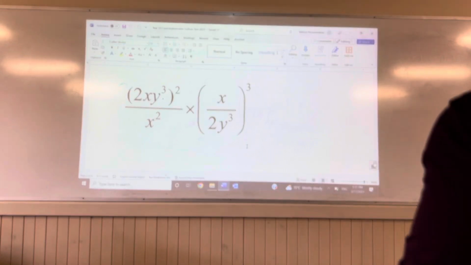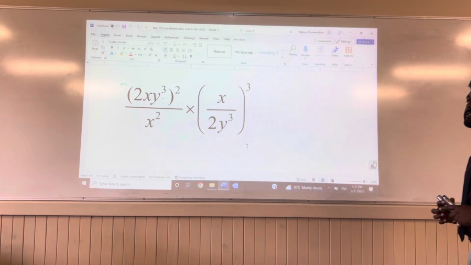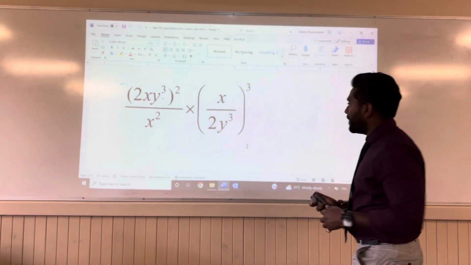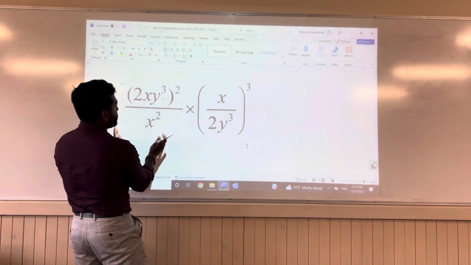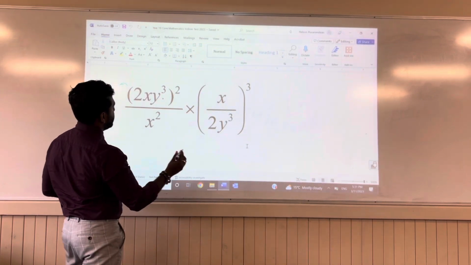Okay, this is quite a hectic question. It applies all the entire laws of indices that you've learned so far. We're going to apply them here. So firstly, let's look at this side, and then we'll work with this side. But we're going to do it in one step, okay?